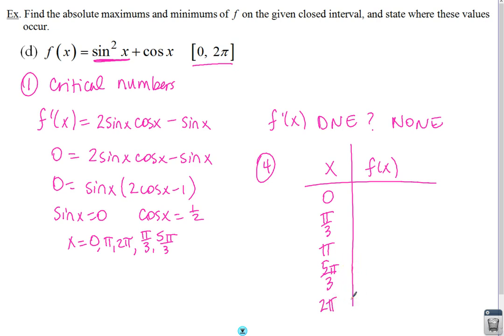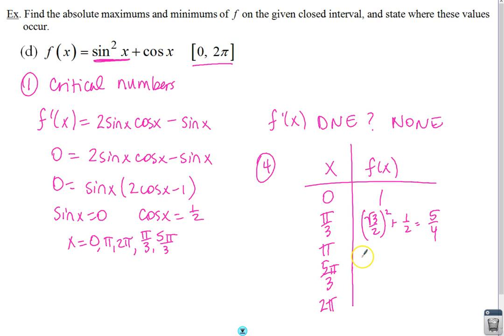F of 0: sine squared of 0, or sine of 0 is 0, plus cosine of 0 is 1. Let's see, pi over 3. So you're going to have sine of pi over 3, which is root 3 over 2, squared. So root 3 over 2 squared plus cosine of pi over 3, which we know is 1/2. So that's going to be 3 over 4 plus 1/2. So 3/4 plus 2/4, so 5/4.